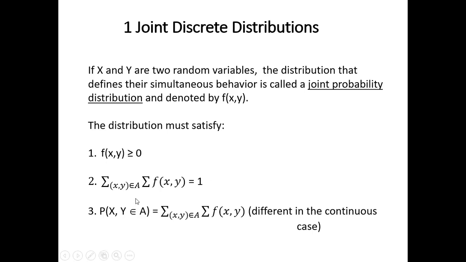And if we want to find the probability of x and y in a certain subset A, we want to think of this A as a subset of the plane, then we sum up values over all xy in A for f of xy. Now this will be different in the continuous case, but this is the situation for the discrete case.